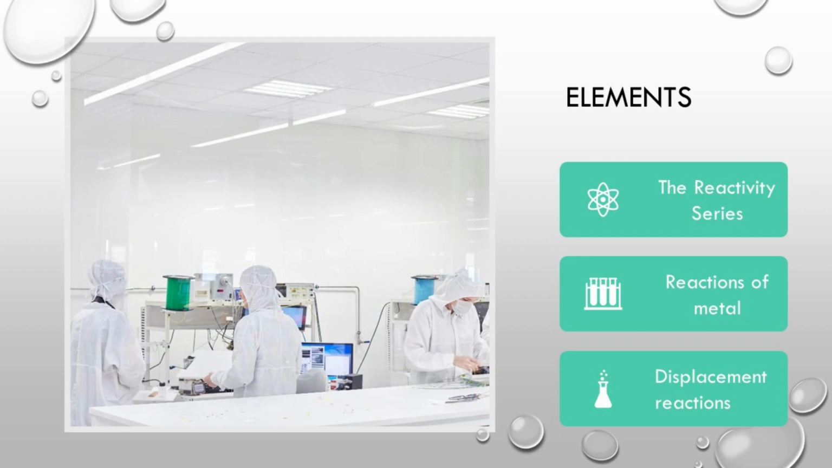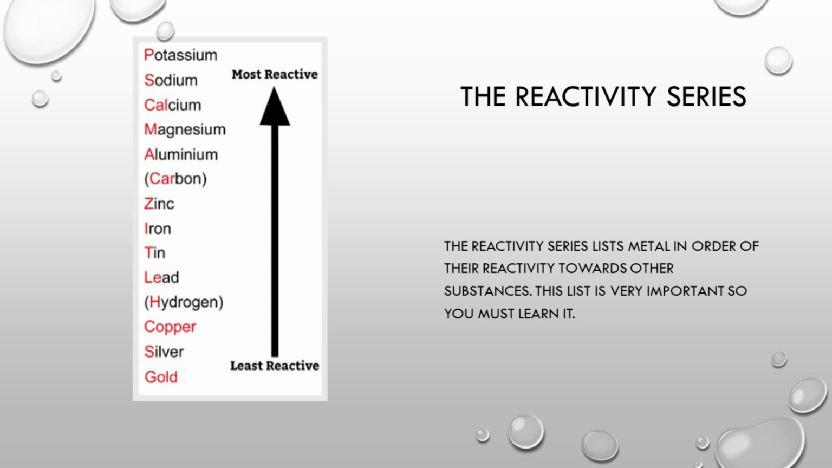In this video, we'll be covering the following topics: the reactivity series, reactions of metals, and displacement reactions. This is the reactivity series. It lists the metals in order of their reactivity towards other substances. This list is very important and I would encourage you to learn it. You can see gold is the most unreactive metal and potassium is the most reactive. In the reactivity series, you may see carbon and hydrogen, non-metals, as they show you the position.